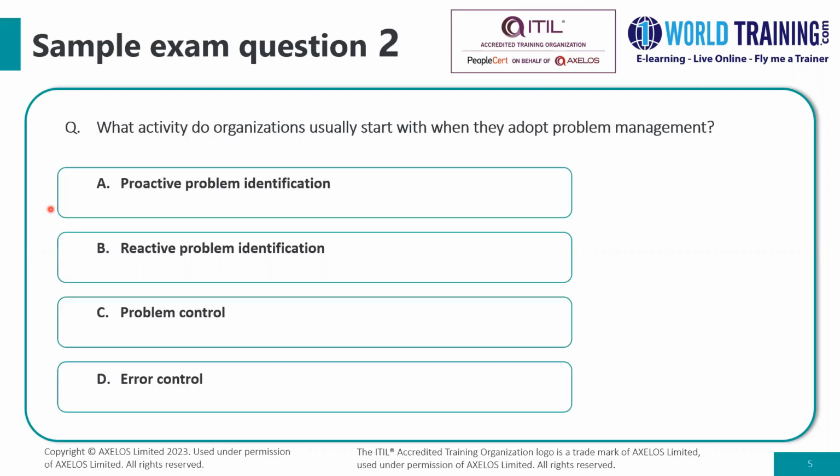Question number 2. What activity do organizations usually start with when they adopt problem management? A, proactive problem identification. B, reactive problem identification. C, problem control. And D, error control.